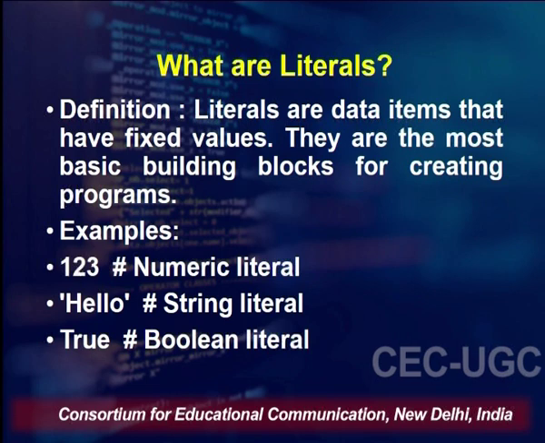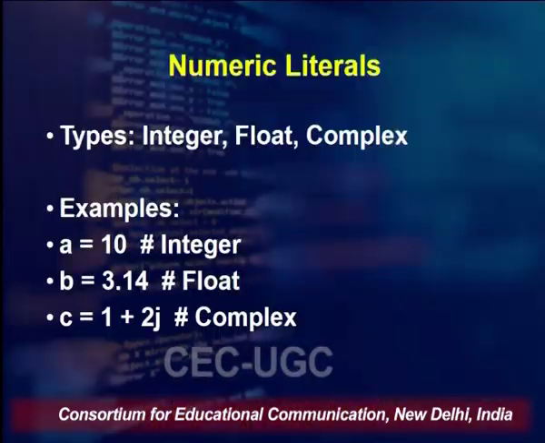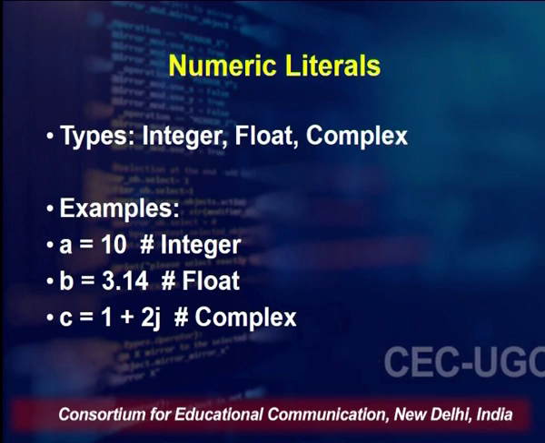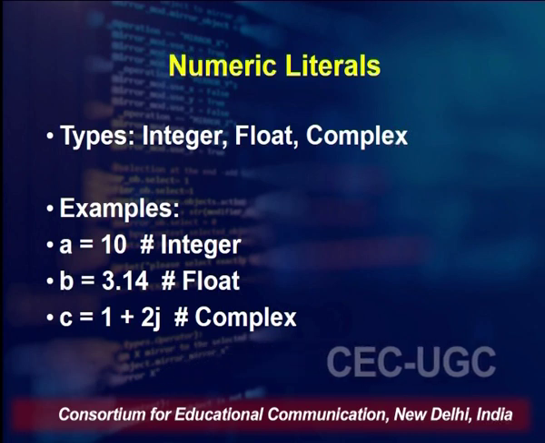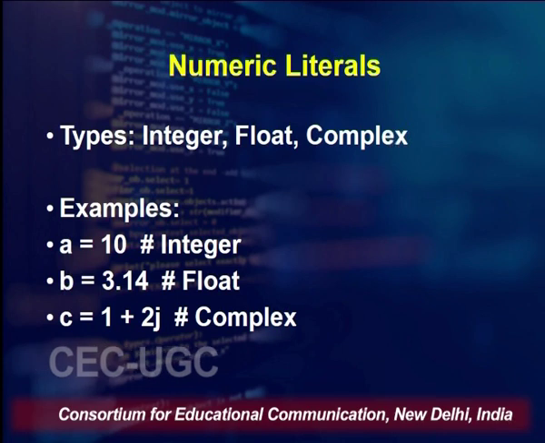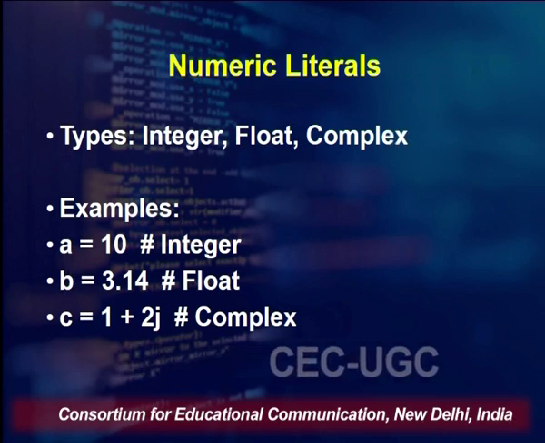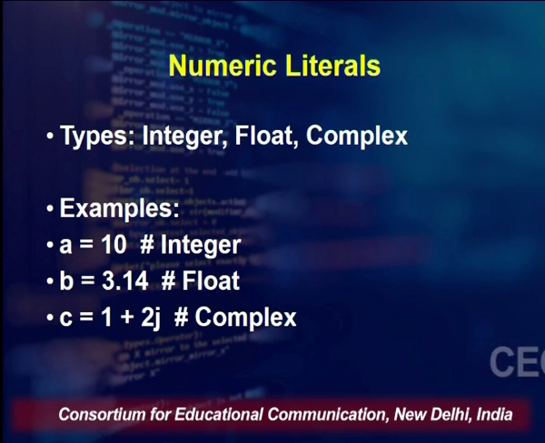So, you can have literals like 1, 2, 3, you can have a string literal, or you can have a Boolean literal. You can have a numeric literal, a string literal, or a Boolean literal, right. Numeric literals are again of 3 types: an integer literal, a float literal, or a complex literal. So, you can define a literal like a = 10, or pi = 3.1415, or a complex number like c = 1 + 2j.